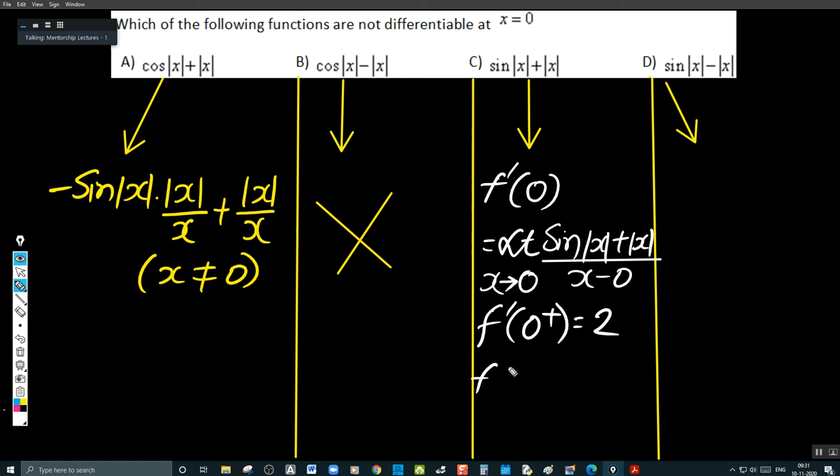f dash of 0 minus will be minus 2 because it becomes minus x, and this is minus sin x by x. You're right. So the answer is minus 2. Not differentiable. f dash 0 does not exist.